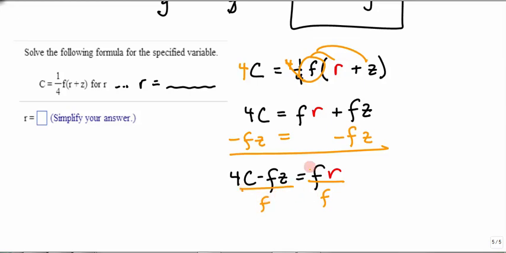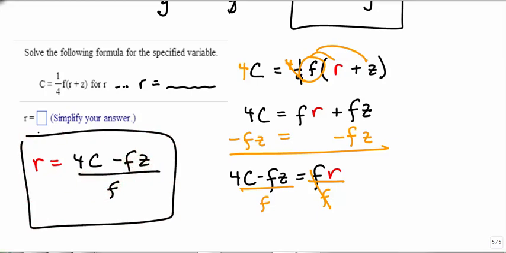So that cancels. And I'm left with r equals, again, r is what I was trying to solve for, 4 capital C minus lowercase f lowercase z all over lowercase f. Now, if you did the problem the other way and divided through by f, you probably have something that looks a little bit different that's equivalent, and my math lab should accept either version.